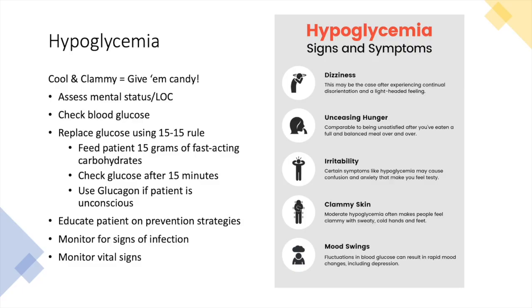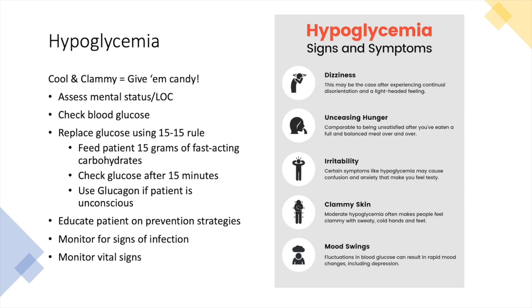Hypoglycemia. So a great way to remember this particular endocrine disorder, or not really a disorder, rather a state of being for endocrine function, known as hypoglycemia, is when they're cold and clammy, give them candy. Cold and clammy, give them candy. So if their blood sugar is low, they're going to need some type of sugar, be it a carbohydrate or a simple sugar, to bring that blood glucose up.